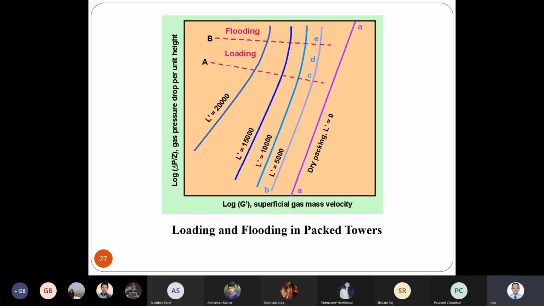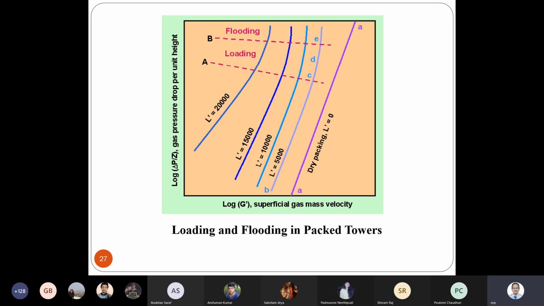So obviously that is not the desired situation. So we have to avoid that. That's why I told that our aim will be to operate the tower in the lower section of the loading region or below the loading region, right? So this is the best region for operating the packed tower, just to avoid flooding. So we can operate the tower within this range.